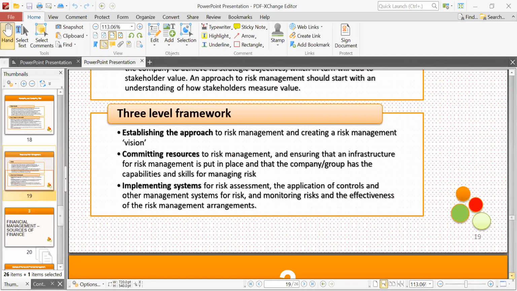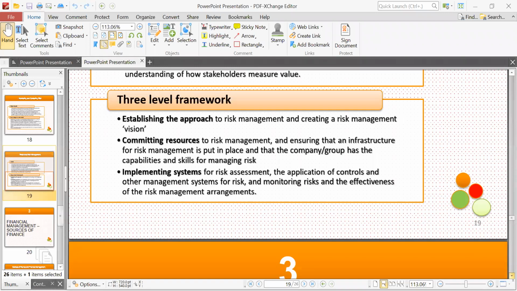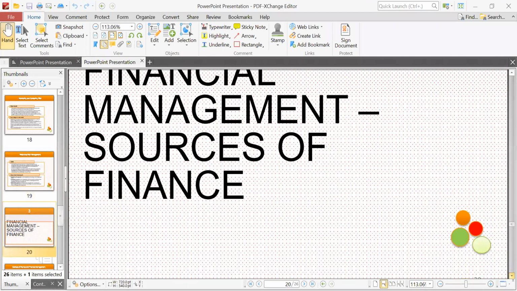Now, let's look at this 3-level framework when it comes to risk. First of all, you need to establish the approach to risk management. Second, you need to commit resources to risk management and ensure that the infrastructure you've put in place to manage risk is in place. Then you need to implement systems. So ECI: establish the approach, commit resources, and implement systems for risk assessment. Very key. Any questions on that?